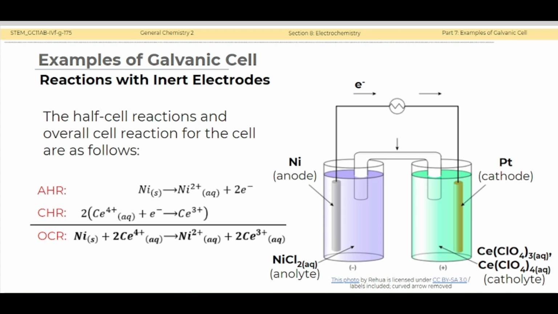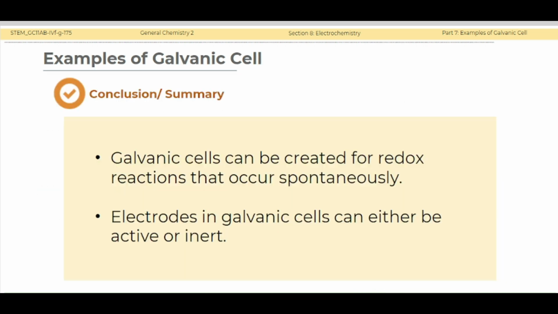Nickel metal loses 2 electrons at the anode and cerium ion gains an electron at the cathode. The overall cell reaction is given by nickel metal plus 2 cerium(IV) ion, producing nickel ion plus 2 cerium(III) ion.